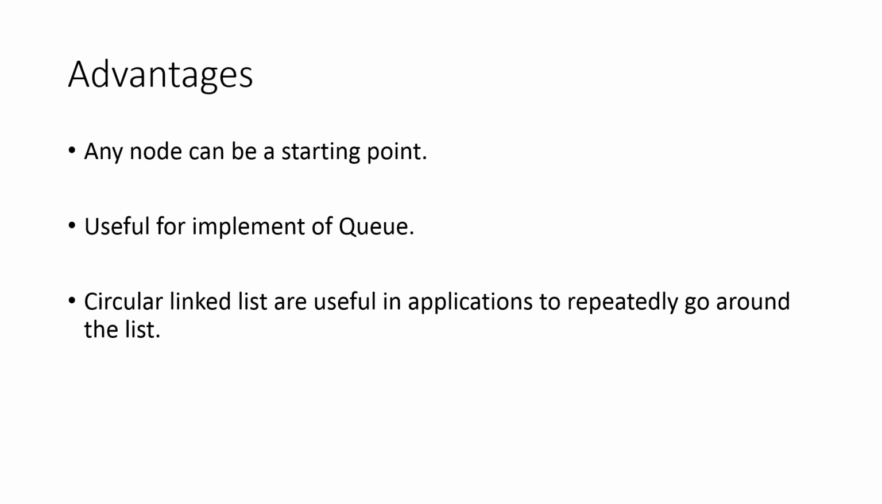Advantages. Any node can be a starting point. Useful for implementation of queue. Circular linked lists are useful in applications to repeatedly go around the list because it is working in a loop like a circle. Okay, so that is why these are useful in applications to repeatedly go around the list. So these are the advantages.